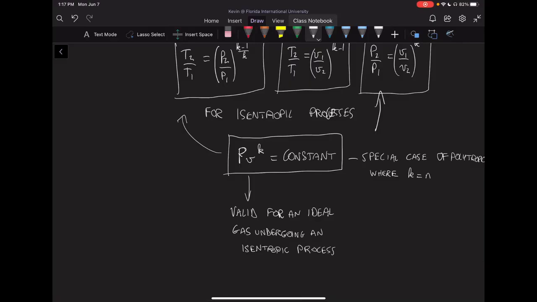We have now derived all the equations necessary to solve some example problems. So in part 3, we're going to be doing some problems on solids and liquids as well as ideal gases.